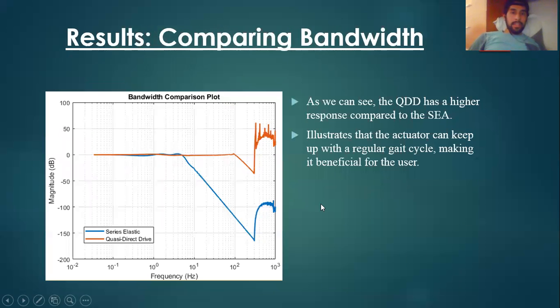After the simulation ran, we can see that the QDD, or the quasi-direct drive, has a higher bandwidth compared to the series elastic actuator. This means that the QDD actuator can keep up during a regular gait cycle much more efficiently compared to the series elastic actuator. This makes it much more beneficial for the user.